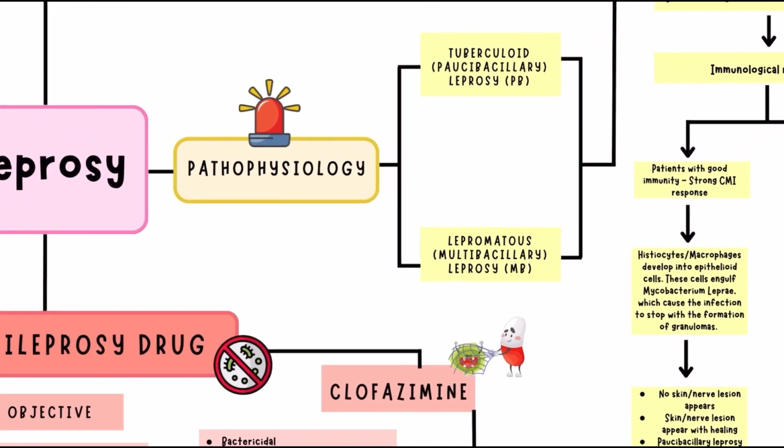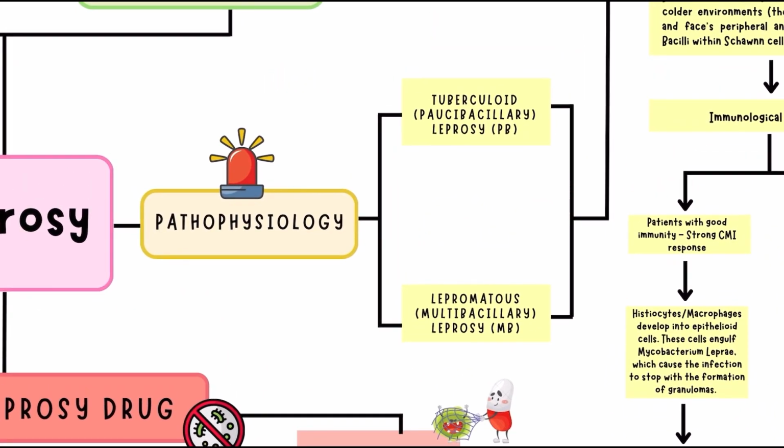The pathophysiology of leprosy can be categorized into two groups, namely tuberculoid or paucibacillary leprosy and lepromatous or multibacillary leprosy.